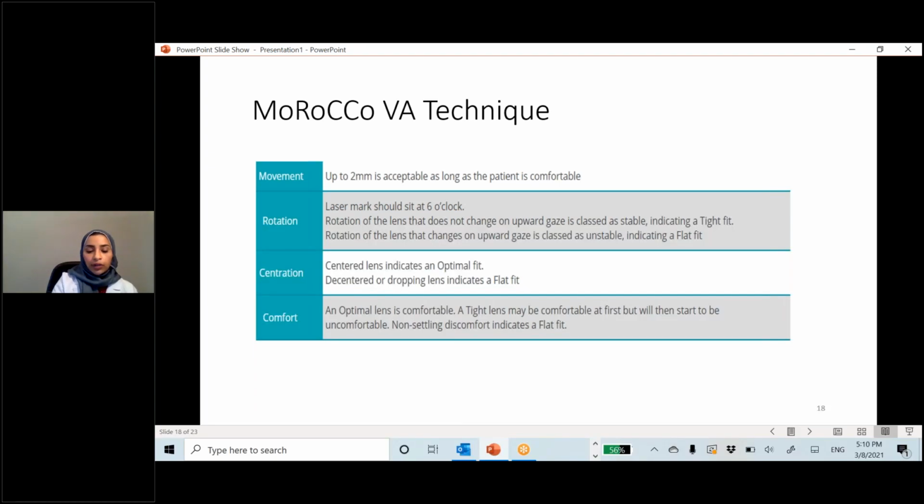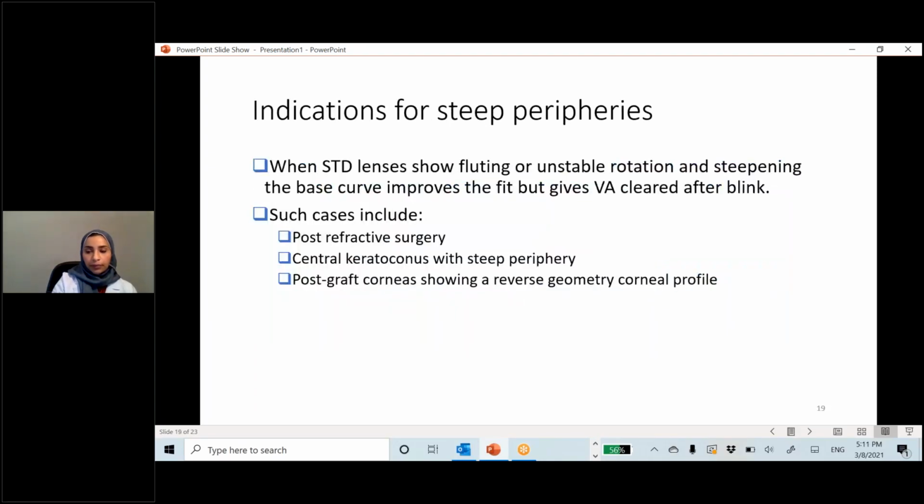But for example, if the MOROCCO steps so far are perfect, but say for instance the vision is clear and then gets blurry, that is suggesting that the lens is steep. And if the MOROCCO steps are in the good category, that may be in the peripheral curves that you want to change for this lens. And then the base curve will be whatever provides the vision and its visual stability.